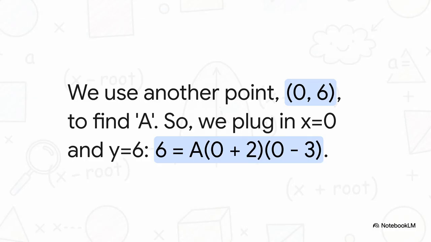But every skeleton needs its own unique shape, right? That's where a comes in. a is the magic variable. It's what tells us if the parabola is going to open up or down, and whether it's going to be skinny or wide. To find it, we just need one more clue. Any other point on the curve will do. Let's use this one, the point (0, 6), and just plug those values in for x and y.